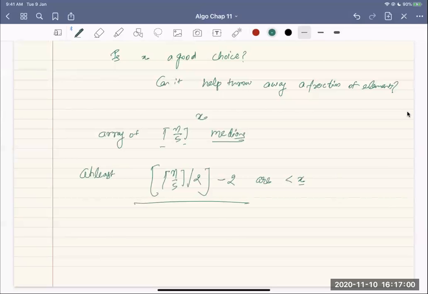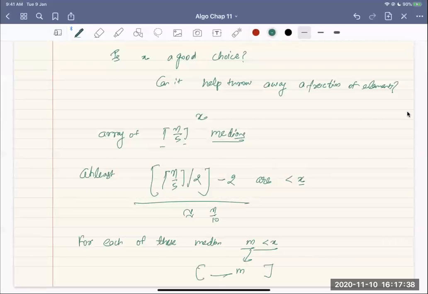Okay, and this looks like roughly n by 10, right? Roughly n by 10. So roughly n by 10 of the medians are less than x. Fine. Now for each of these medians, let's call it m, that is less than x, I can further say there are two elements that are less than this median, because m is a median of 5 elements already. So 2 are less than m and 2 are greater than m.